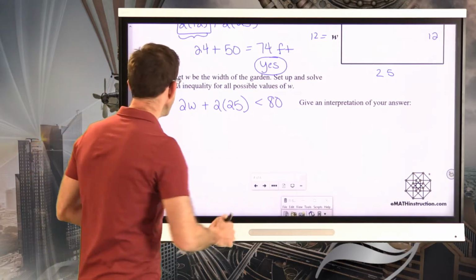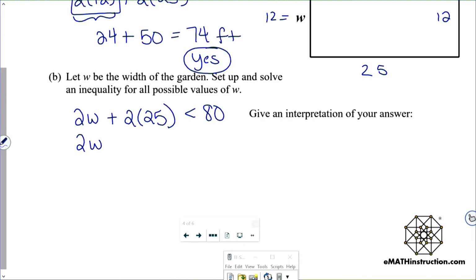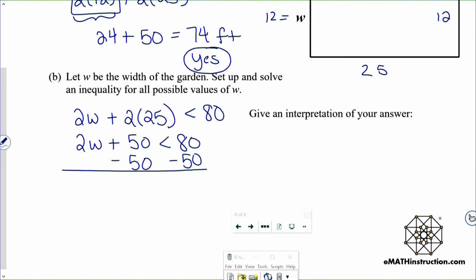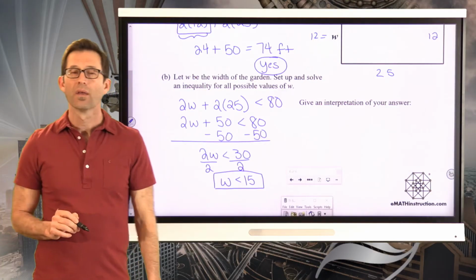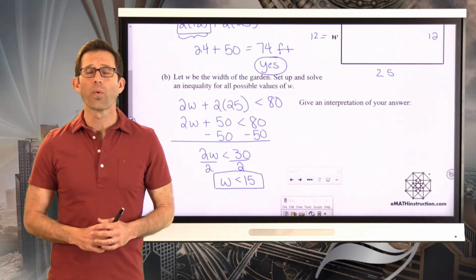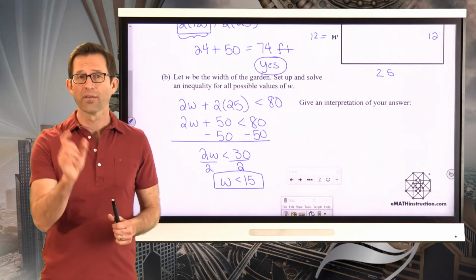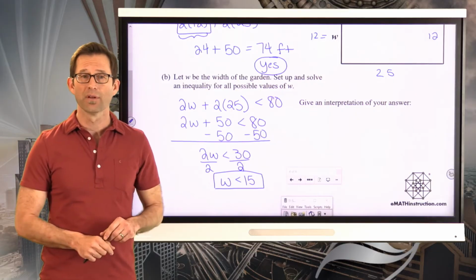So now we can solve it. We probably want to take the 2 times 25 and make it into 50. Now it's a nice two-step inequality. We'll get 2W is less than 30. Now I will divide both sides by 2, and W is less than 15. That's it. Again, that special property of inequalities where we divide or multiply both sides by a negative, therefore flipping the inequality, never came into play on this.